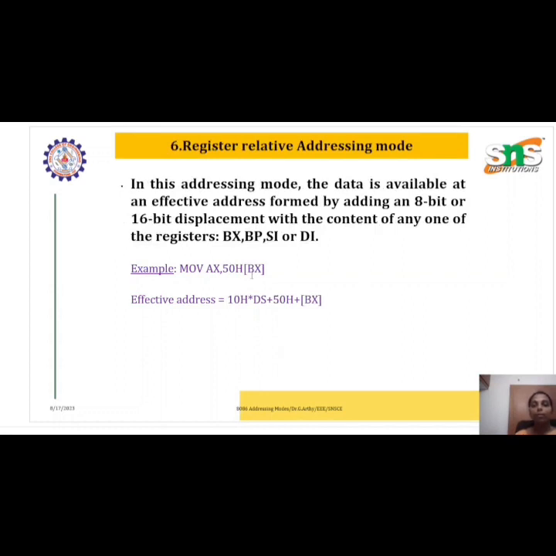Register relative addressing mode. In register relative addressing mode, see here BX is a register and the relative value 50 is being used. When an effective address is being calculated, BX is added with this relative value, or displacement value, and then that is added with the data segment register in order to find the effective address. So the relative value or displacement value will be there in the case of register relative addressing mode.